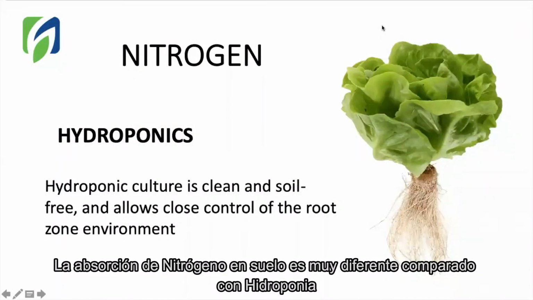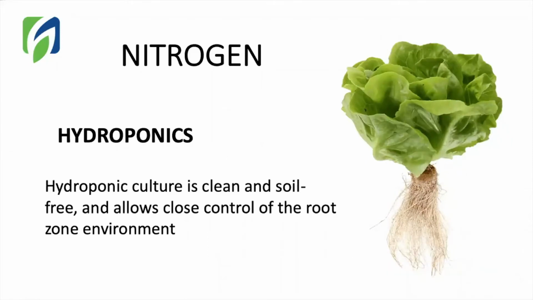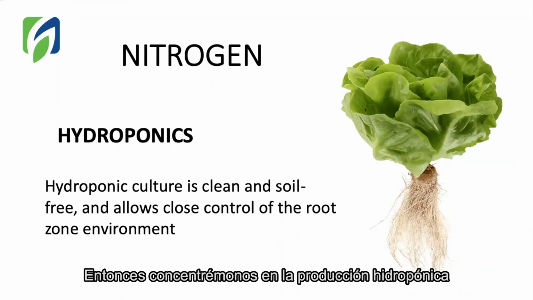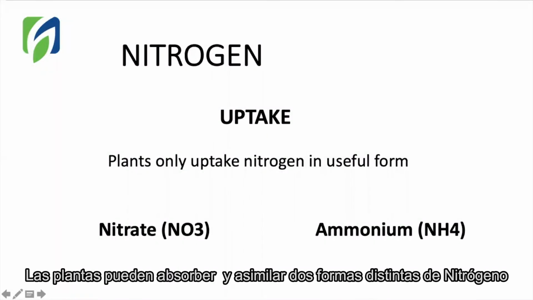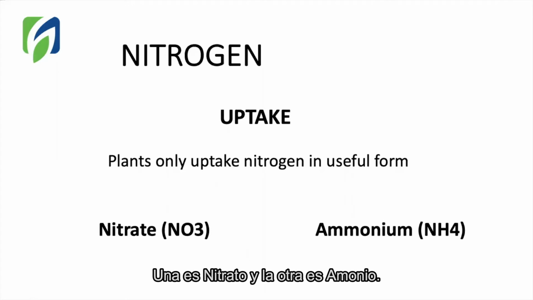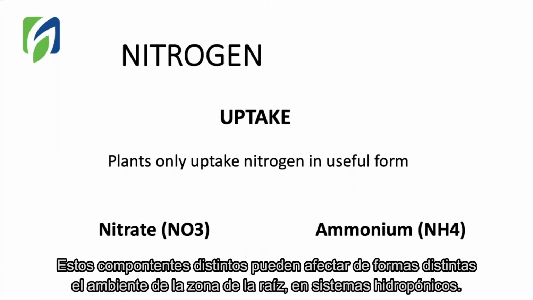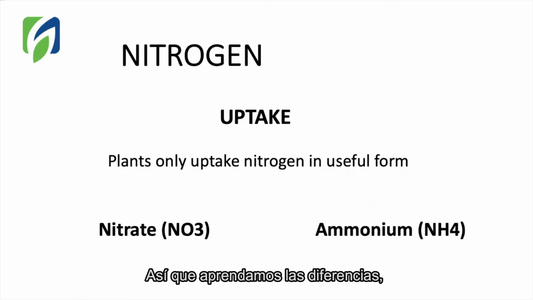Nitrogen uptake can be very different in soil in comparison to hydroponics. So let's focus on hydroponic production, where we can have a close control of the root environment. Plants can take and assimilate two different forms of nitrogen. One is nitrate, the other one is ammonium. These two different compounds can differently affect the environment in your root zone in hydroponic systems. So let's learn the differences.